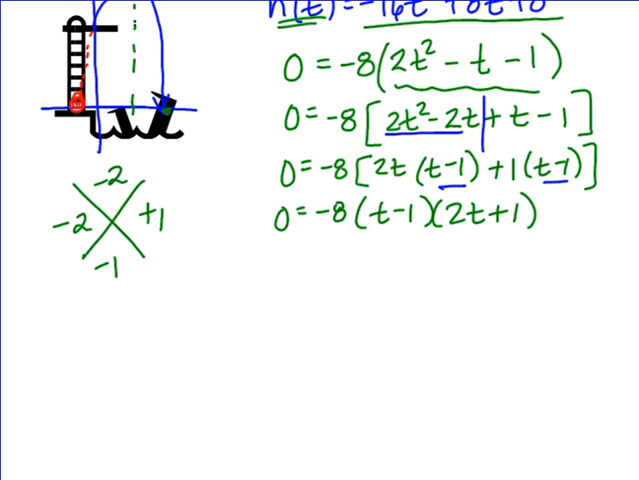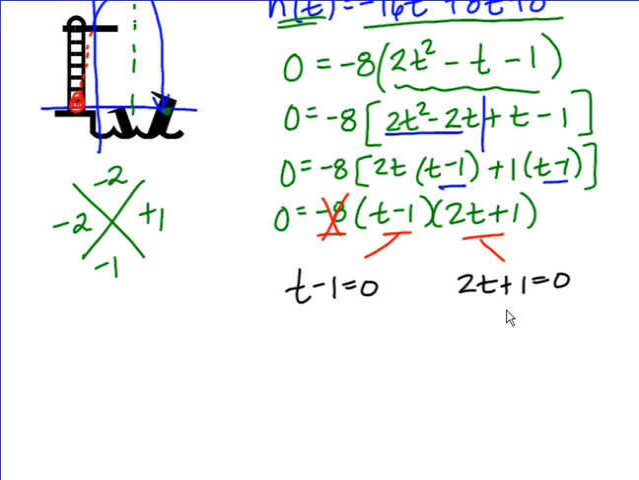Now that I have it fully factored, I've got to take a look at what's happening. -8 times something is going to give me 0. Well, I know it's not -8. That's not going to work out. So I'm going to take each of these factors, and I'm going to set them equal to 0. So I have t minus 1 equals 0, and 2t plus 1 equals 0.